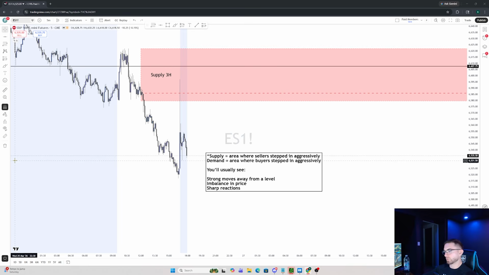So what is supply and demand? I want to give you guys a very simple explanation on what these two things are. Supply is an area where sellers stepped into the market aggressively and pushed price lower, and demand is an area where buyers stepped into the market aggressively and pushed the market higher. What you'll usually see to identify these levels is strong moves away from that area, which then creates an imbalance within price, also known as a sharp reaction, whether it be to the upside or to the downside. And a key tip for you guys, the stronger the move away from the zone, the stronger that level usually is.